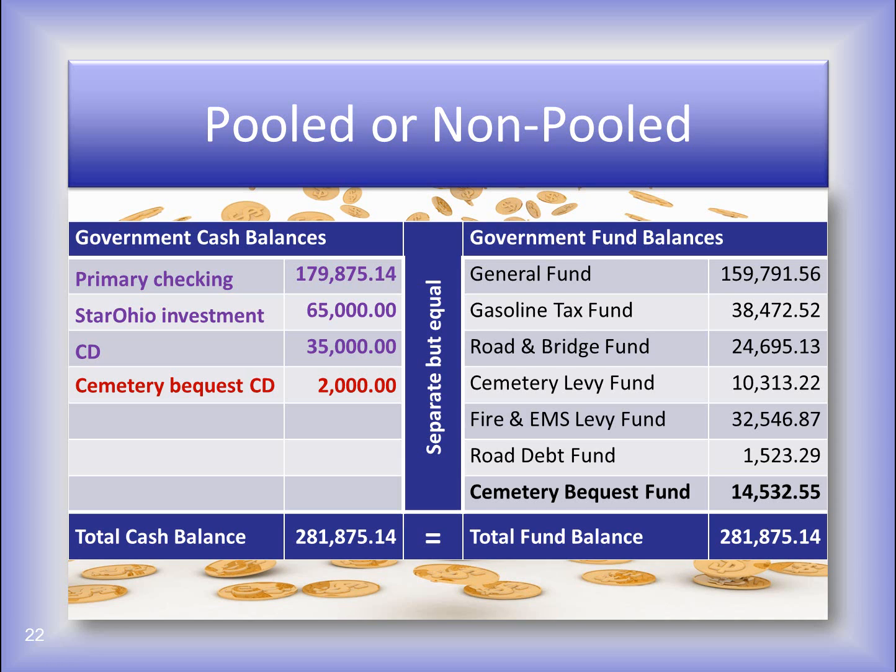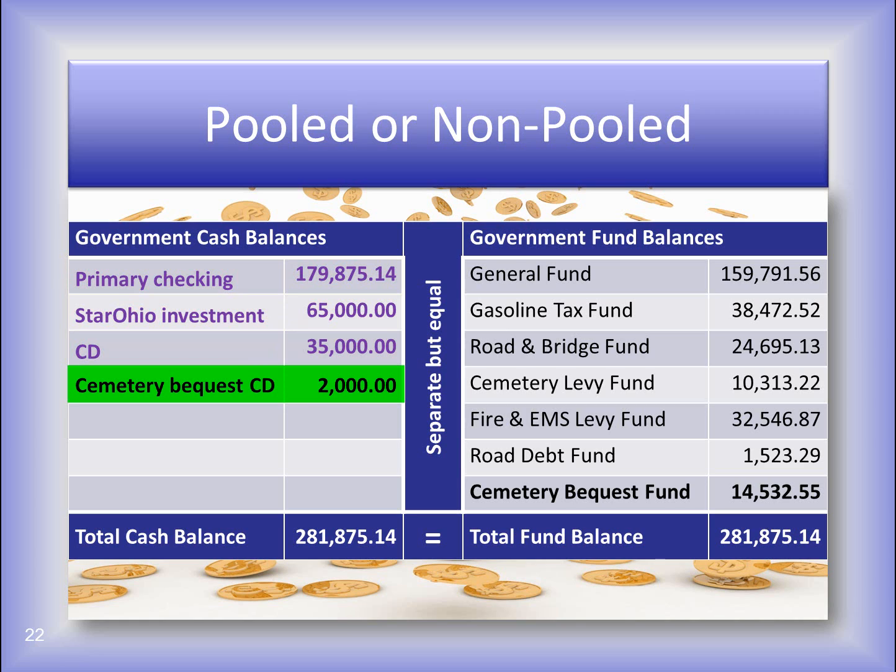This is a sample of cash and funds from Course 101. Notice on the left are the bank accounts and on the right are the fund balances. None of the bank accounts match a fund balance. This is normal and accurate. Bank accounts do not indicate fund balances. The first three accounts, primary checking, Star Ohio Investment, and the CD, are pooled investments. They're invested cash, not fund balances.